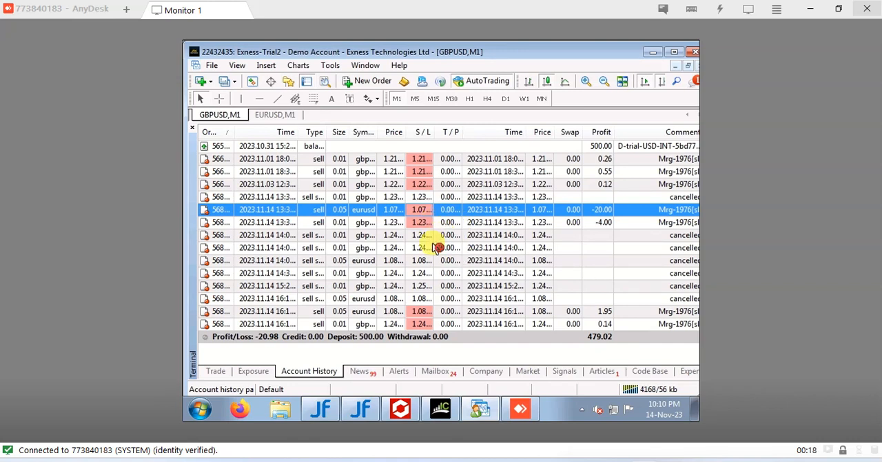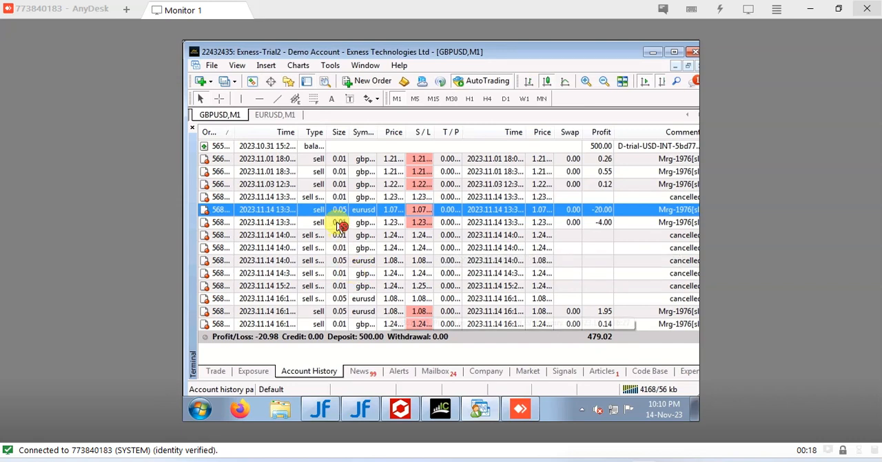I have received comments about my Micro Martingale EA that this EA is not opening any trade. The main reason is spread. If spread is high, then this EA will not open any trade. I am using Exness demo account and this account has high spread.